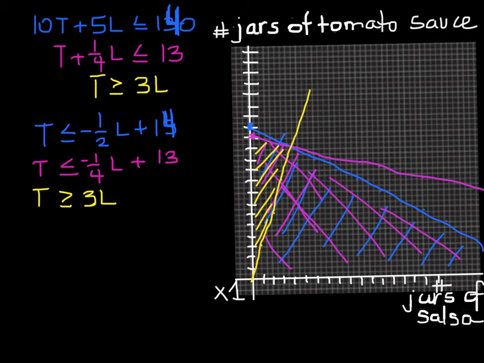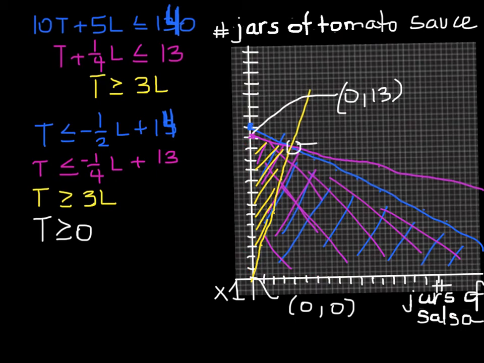So I have to put that my jars of tomato sauce is greater than or equal to 0. So I'm going to add that one. I don't have to put in a bound here because I end at this corner. So now I've put myself into this triangle. And I have a corner here at 0, 13. I have one here at 0, 0. And I have one right here.